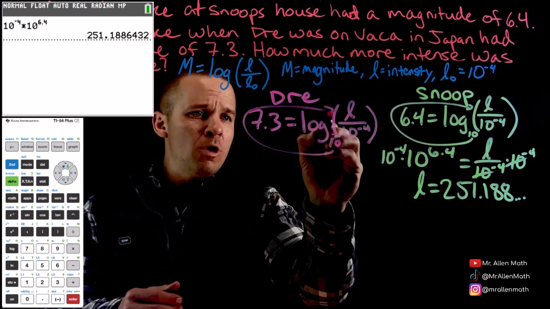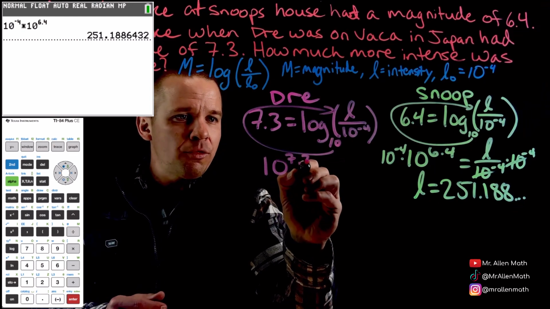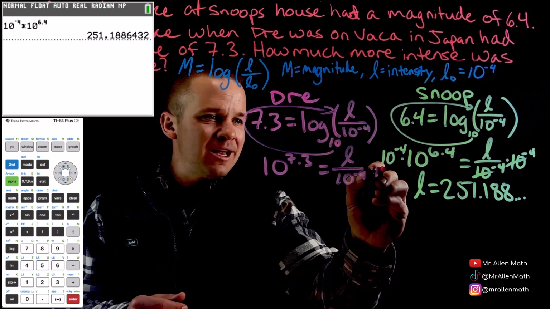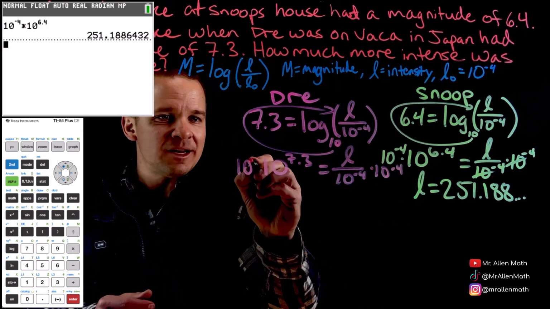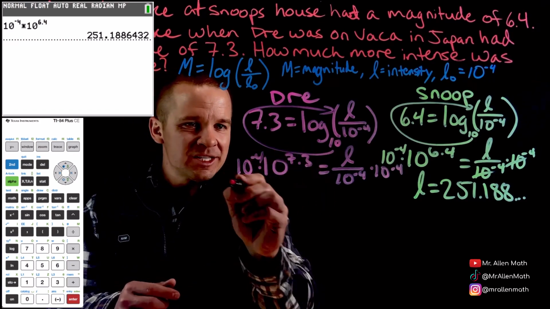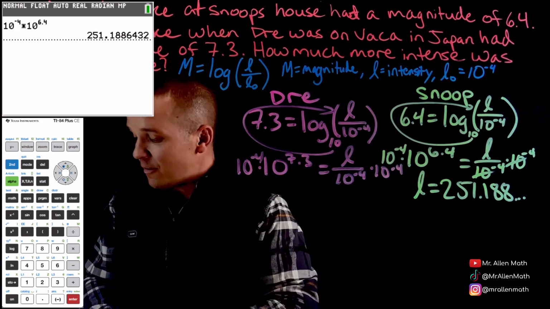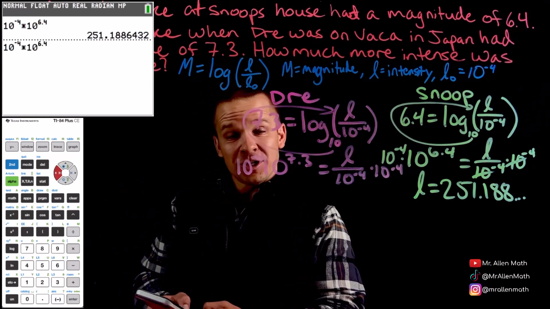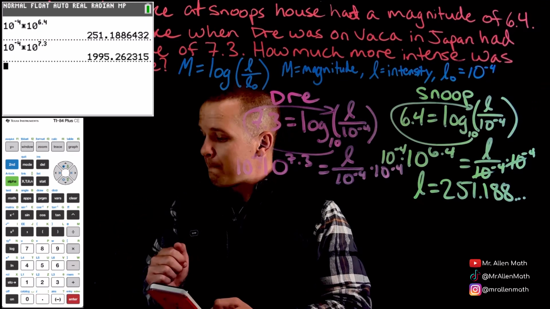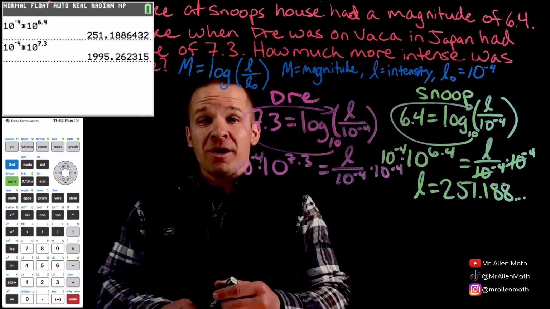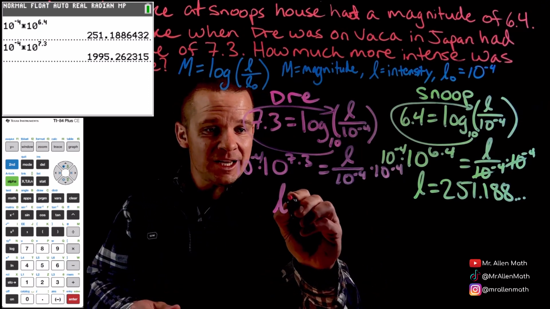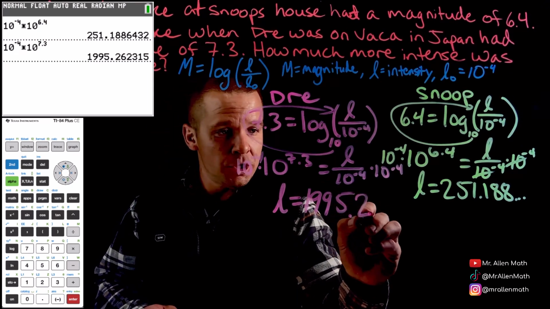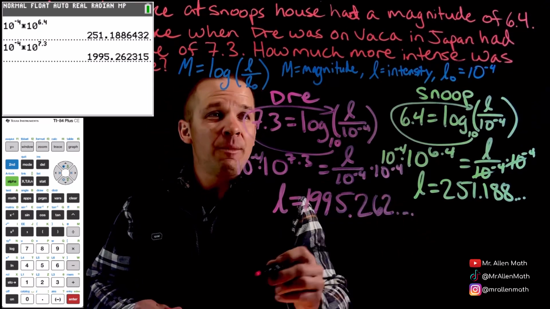We got a loop and swoop. Whoop! We get 10 to the 7.3 equals our intensity over 10 to the negative fourth. I'm going to multiply by 10 to the negative fourth on both sides. And now I can go ahead and plug this little bit right here into my calculator. I'm going to arrow up, hit enter, and just change that 6.4 into a 7.3. Boom, hit enter. Oh my goodness. That is a way bigger number, dogs. That is our intensity equals 1,995.262 and change.